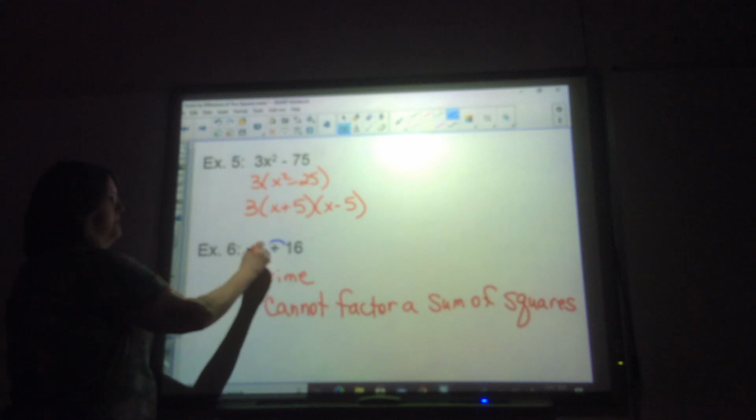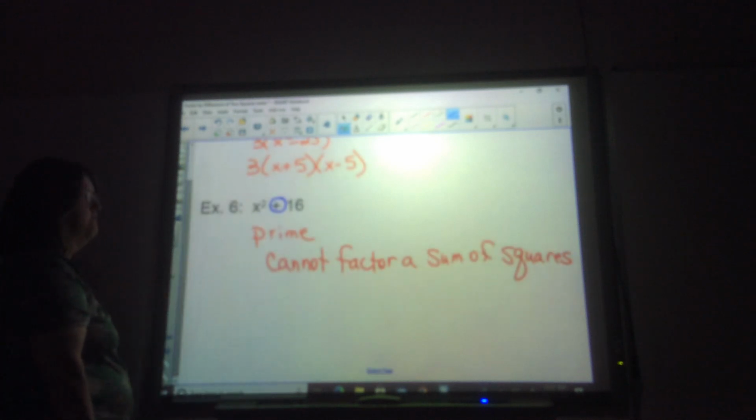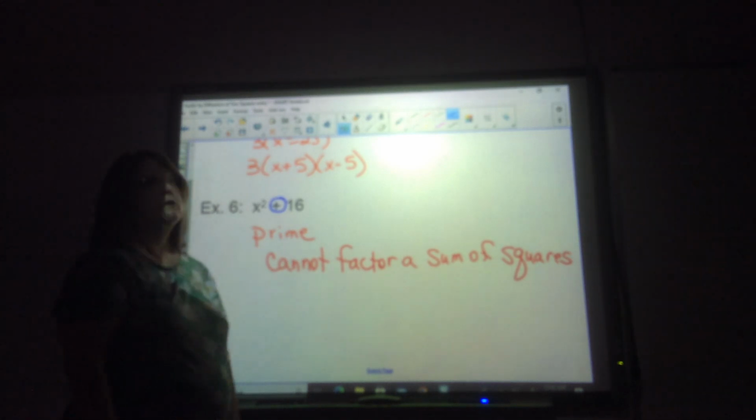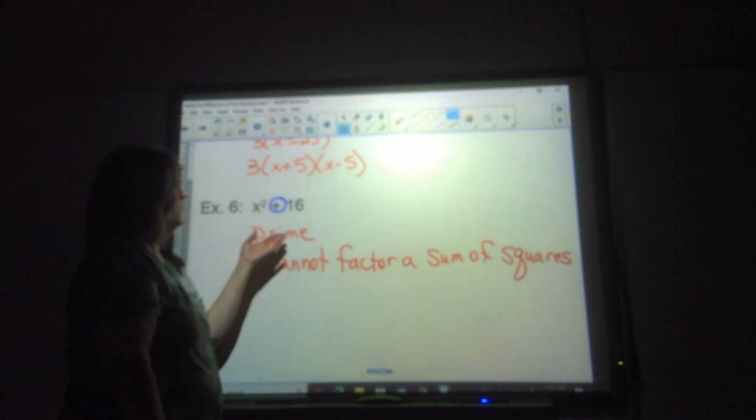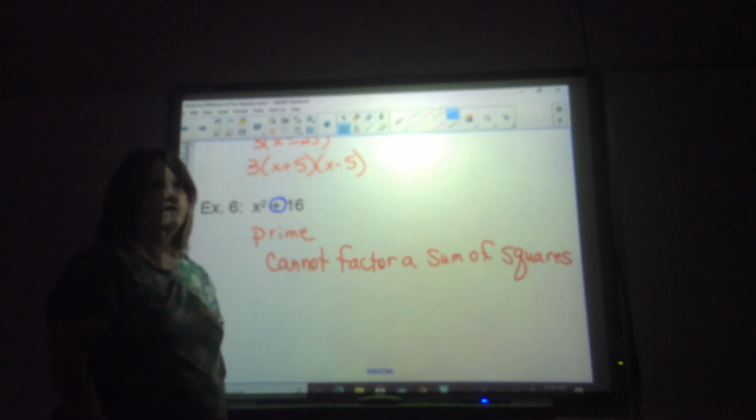This one has a plus sign between it. Be very, very careful. Both those terms are perfect squares, but this is not factorable because I have a plus sign. I have to have a minus sign. So I cannot factor a sum of squares, but I can factor the difference of squares. So prime or not factorable.